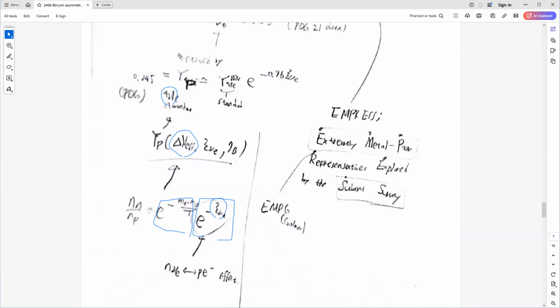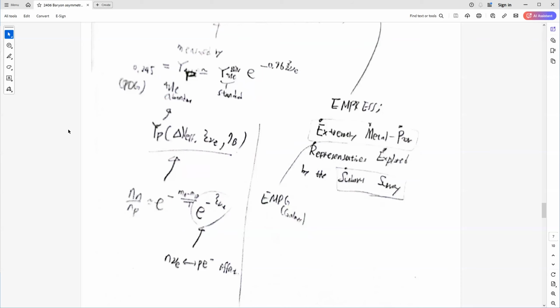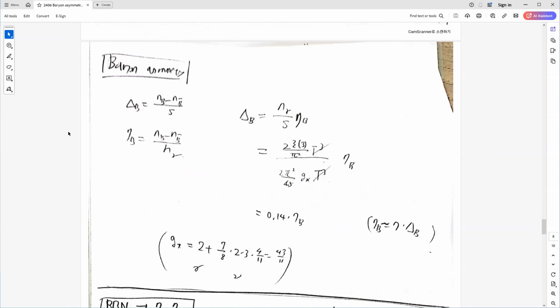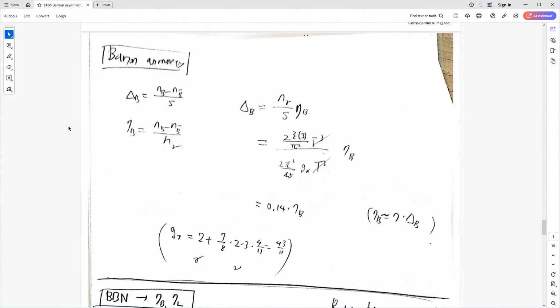In the current 2022 EMPRESS experiment, extremely metal-poor galaxies were observed by several surveys, and using such a specific kind of galaxy, we can measure the helium-4 abundance, and we can calculate the lepton asymmetry of the universe. So now for the remaining part, I will talk about the baryon asymmetry of the universe.